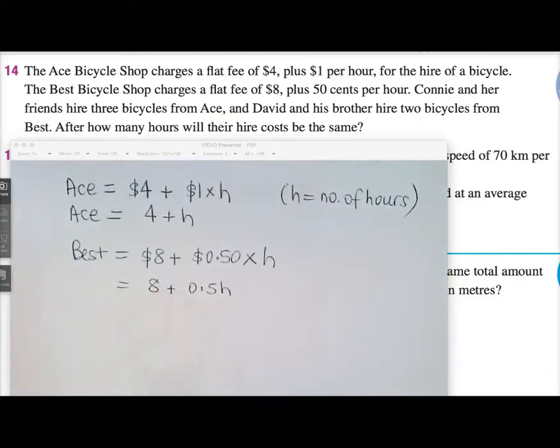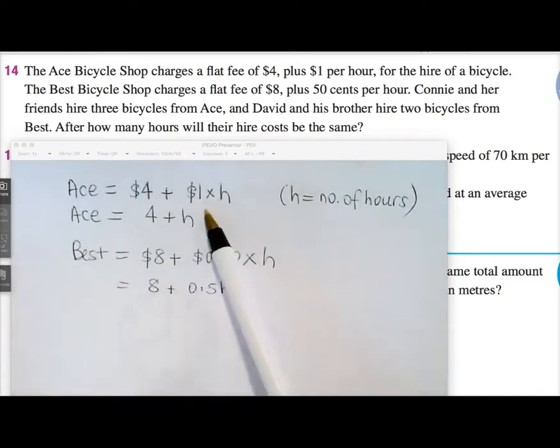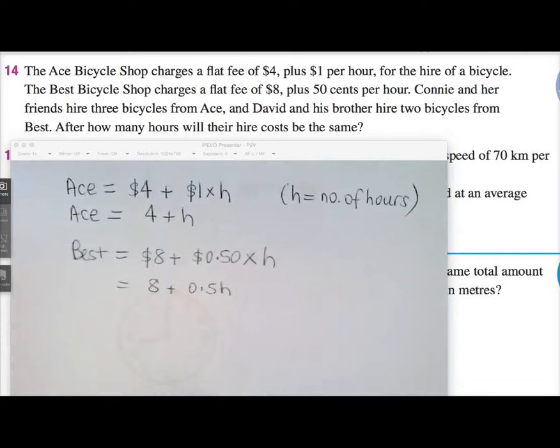Connie and her friends hire 3 bikes from Ace, and David and his brother hire 2 bikes from Best. After how many hours will their hire costs be the same? What do you think you're going to do? That's the hire per person, and so is that. So what do you think you'll set up? Come on, have a go.